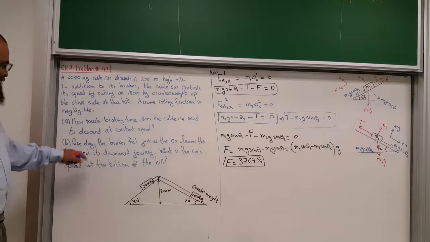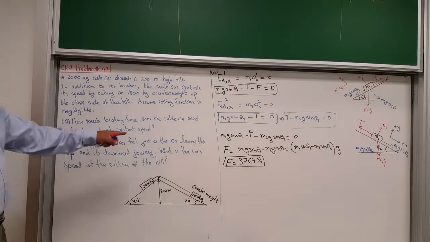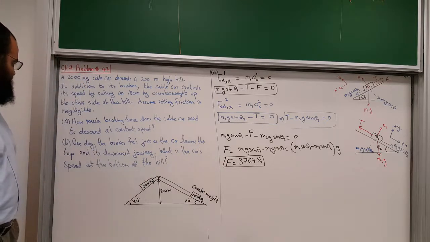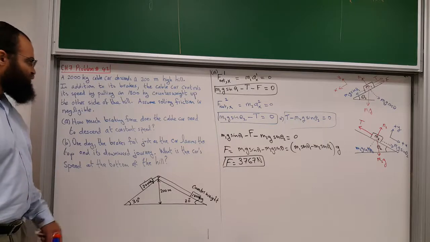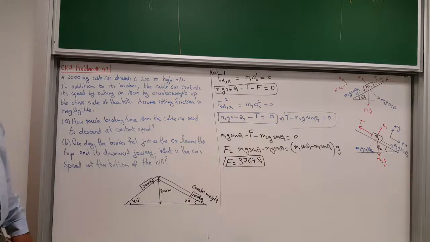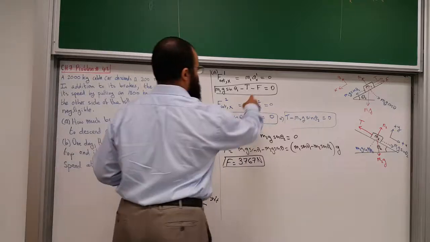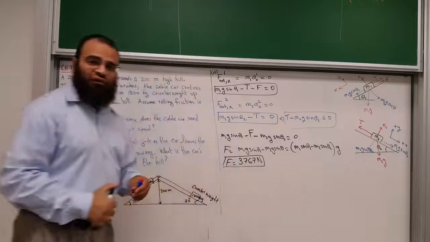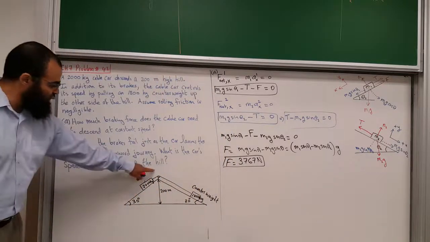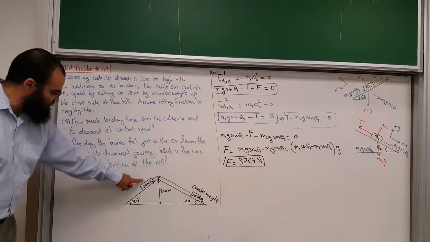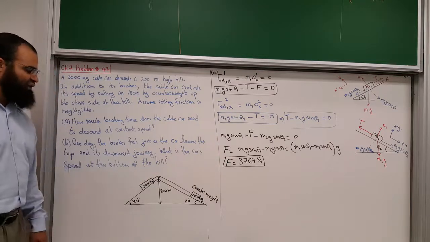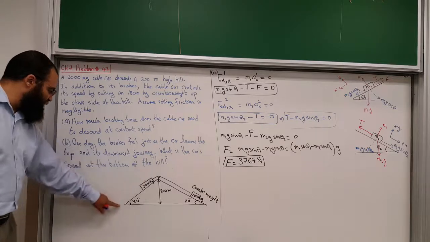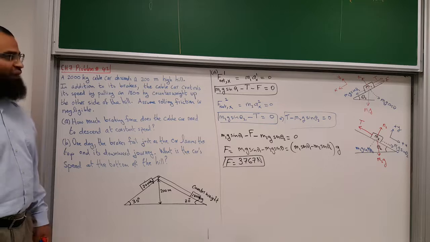The next part says, one day, just as the car leaves the top, the brakes fail. So what does it mean? It means if the brakes fail, this force is missing, and so the right-hand side will no longer be 0. The car will be accelerating. So the car will just start slowly from 0 all the way downhill. It will accelerate. And the question is, what would the acceleration be? And then by the time it gets downhill, how fast will it be moving?